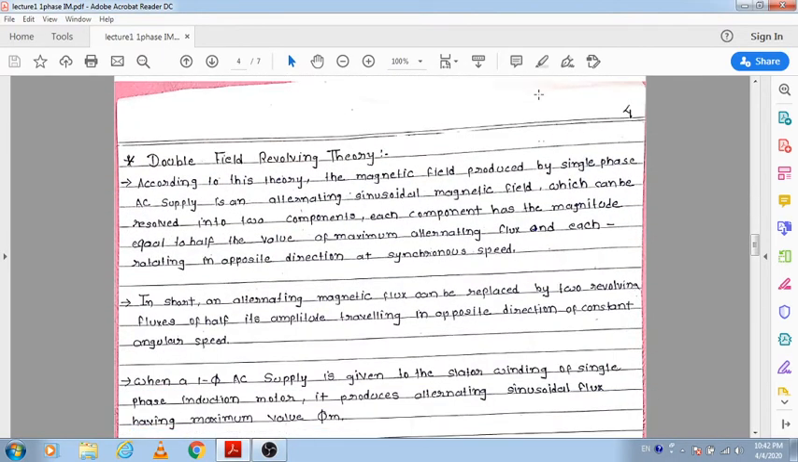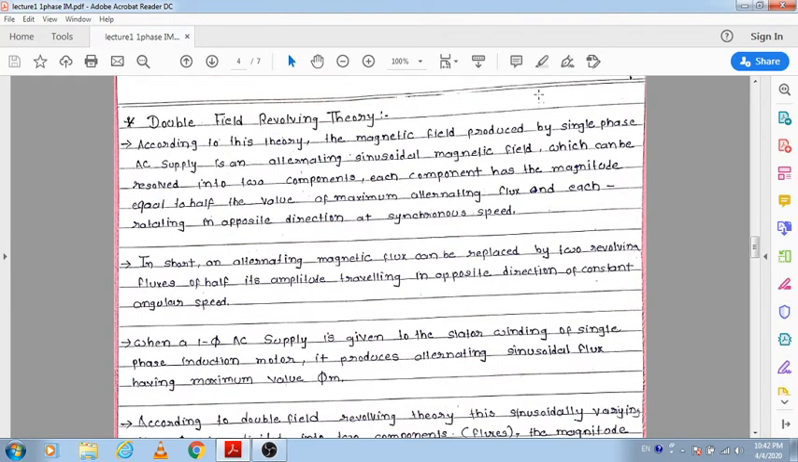Now we study the double revolving field theory. According to this theory, the single phase AC supply produces an alternating sinusoidal magnetic field which can be resolved into two components, each with equal magnitude, half the maximum. That means when we start the machine it does not operate. We assume that there are two magnetic fields with the same amplitude, but they act in equal and opposite directions. That's why it is not rotated.